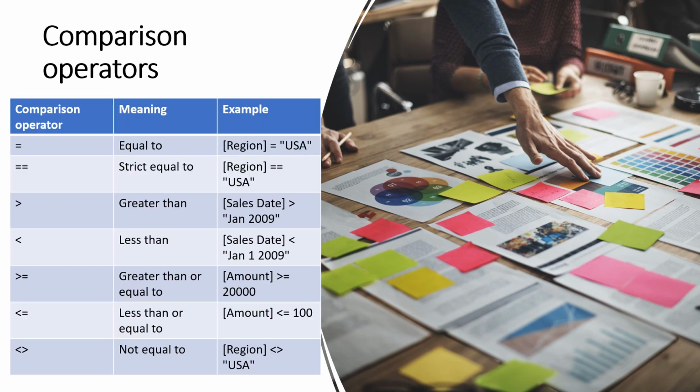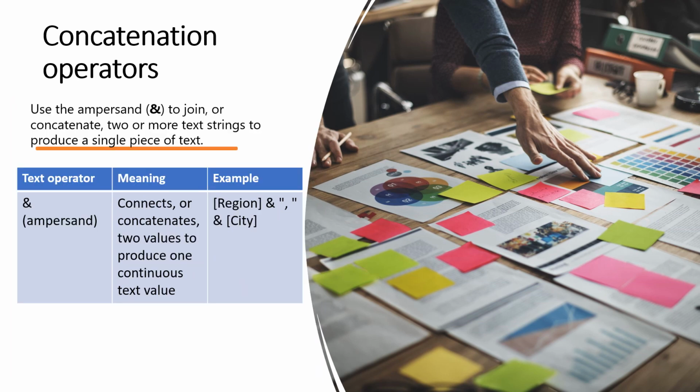And next we have comparison operators. Comparison operators are equal to, strictly equal to, greater than, less than, greater than or equal to, less than or equal to, and not equal to. Next we have the ampersand. Ampersand is nothing but the and symbol, which connects or concatenates two values to produce one continuous text value.